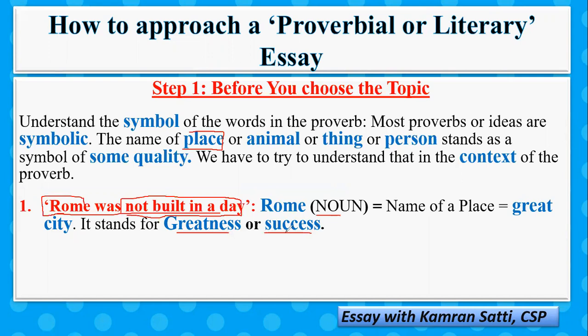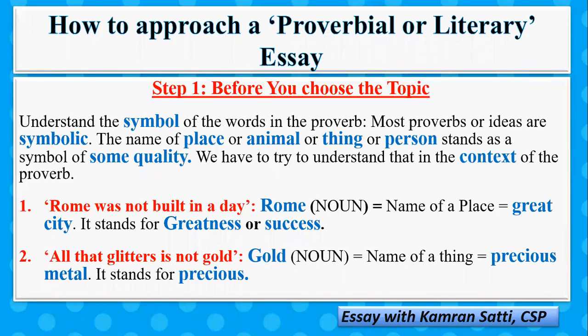Now these are the two things which we have decoded right now: that we are going to talk something about greatness or success in our essay. But the job is half done yet. Let me clarify with one more example. I will discuss this topic in the next slide, just to make it clear. But for now, just remember that in this particular topic, we will be talking something about greatness or success, because we have decoded the word Rome.